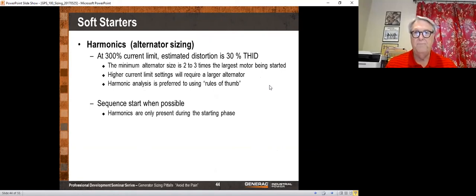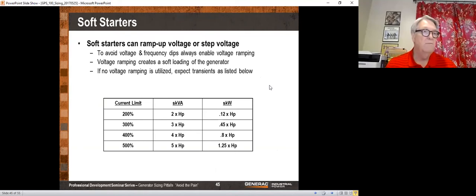This talks a little bit about your soft starter starting. The harmonics and the currents depend upon your current limit. I typically tend to use a 400% current limit when I'm doing my analysis because I found that that's often necessary.